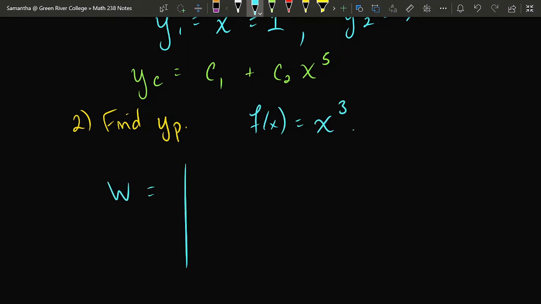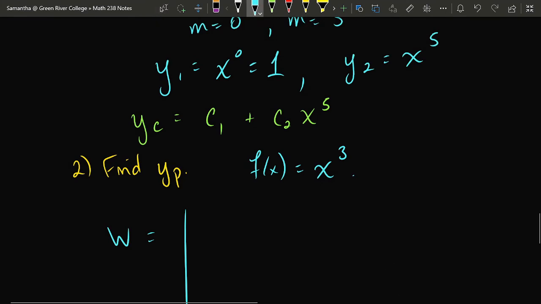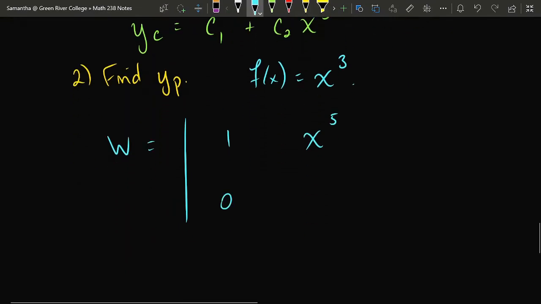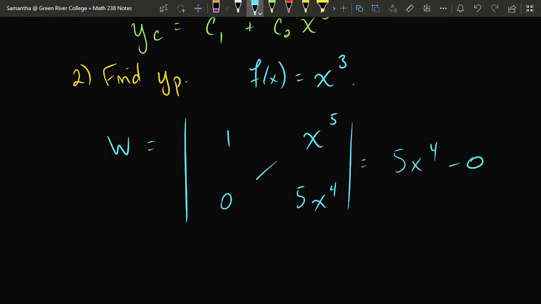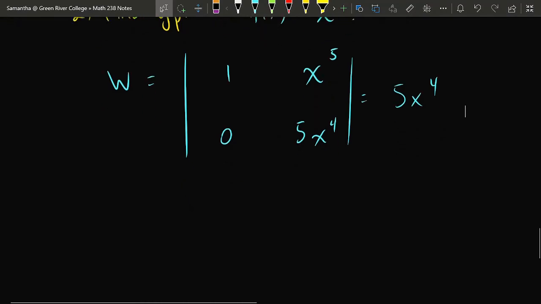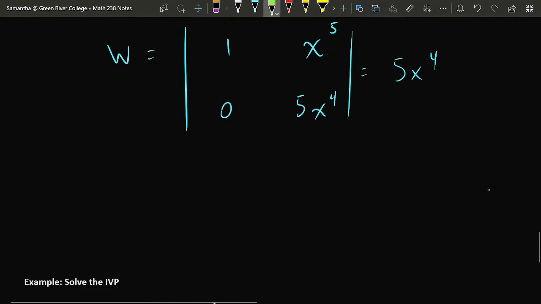We're also going to need to get our Wronskian. So I'm going to fill the Wronskian up with our two independent complementary solutions and with their derivatives. So this simplifies to 5x to the 4th power. The anti-diagonal is just 0, so it won't affect anything. Okay, so now let's set up our equations for u1 prime and u2 prime.